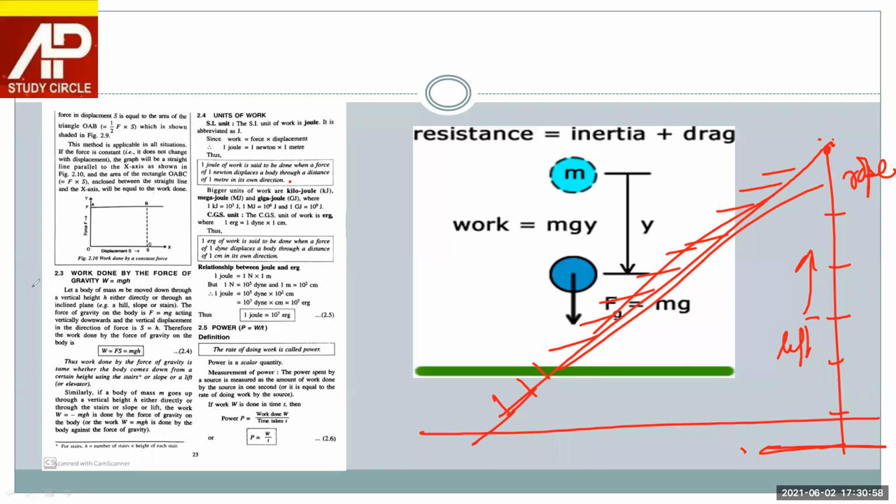How can we relate these two, joules and ergs? So 1 joule is equal to 1 newton into 1 meter. We convert 1 newton into dynes, and we know from the first chapter that 1 newton is equal to 10^5 dynes. And 1 meter is 10^2 centimeters. So we multiply 10^5 by 10^2, which gives you 10^7 ergs. So 1 joule is equal to 10^7 ergs.